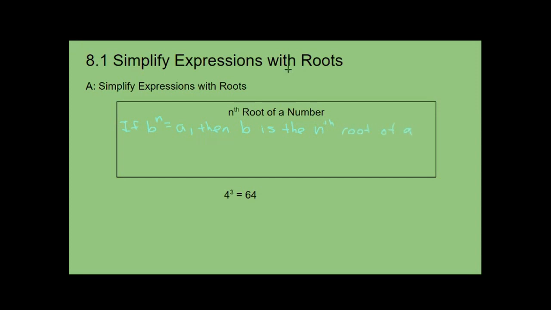Remember our definition of square root? We had a 2 up here, and we also used n and m, but we said that this b would be the square root of a. Now we're just changing it to say the nth root. If b to the n equals a, then b is the nth root of a. And the way we would write this is b is equal to n and then the radical symbol of a.